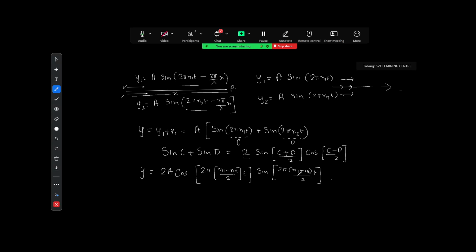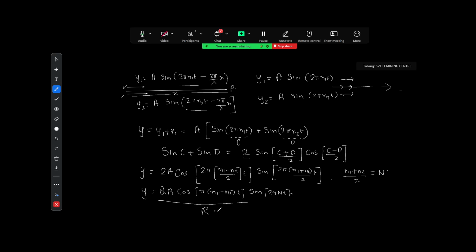Now here we make some manipulation. We write (n1 plus n2)/2 as equal to capital N. It's some sort of a frequency. Now we will get y equal to 2a cos pi (n1 minus n2) t, and this will be our usual sine 2 pi N t. This whole term denotes the amplitude of the new resultant wave.